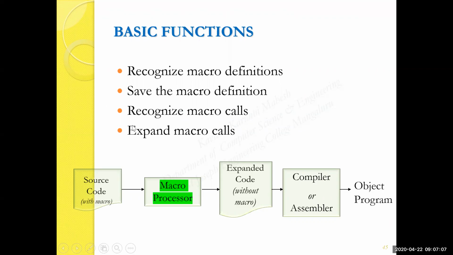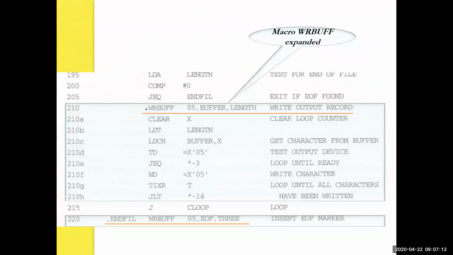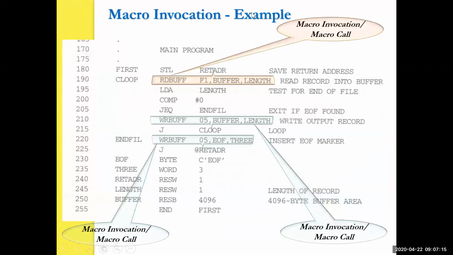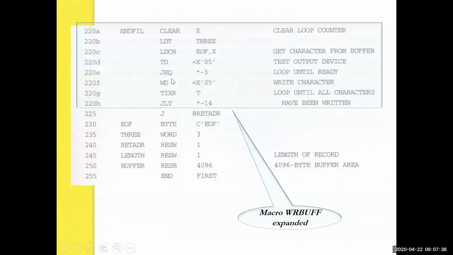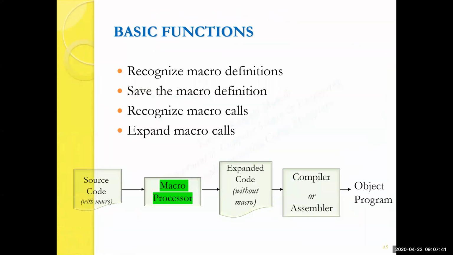The third function of the macroprocessor is to recognize the macro calls. So how are macro calls recognized? If you just go back, I have indicated a macro call in this particular slide. Remember, macro calls are all identified with macro names appearing in the place of the opcode. So if the opcode is a macro name, it indicates a macro call. So we have RDBUFF, WRBUFF, which appear in the opcode field, which means that it is a macro call. So the macroprocessor needs to identify the macro calls, which are referred to with the macro names.